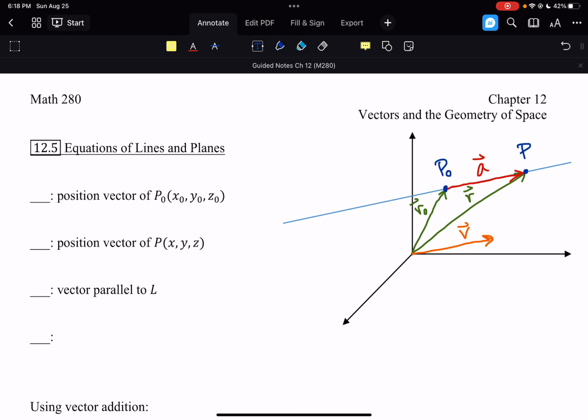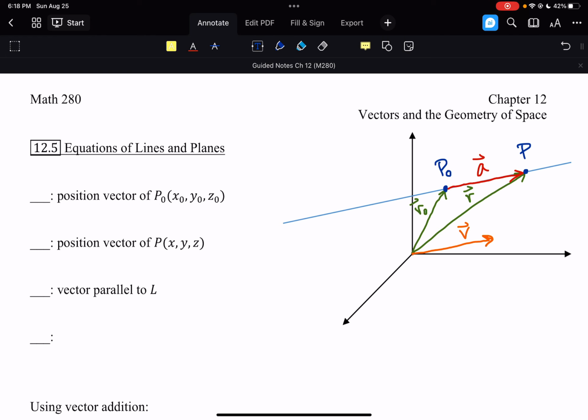Welcome to section 12.5. In this section, we're going to be looking at some more objects in the third dimension, specifically lines and planes. So we're going to start off talking about the equation of a line.